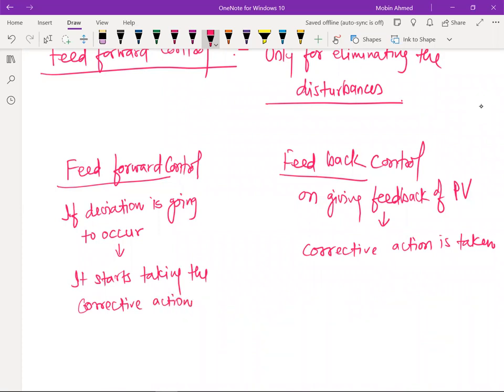Okay, it starts taking the corrective action. Means before only it is going to take the corrective action. The deviation is going to occur before that. Now, due to which is the deviation going to occur? It is going to occur due to the disturbances, because here we are talking about a sudden deviation. This sudden deviation is there due to the disturbances.